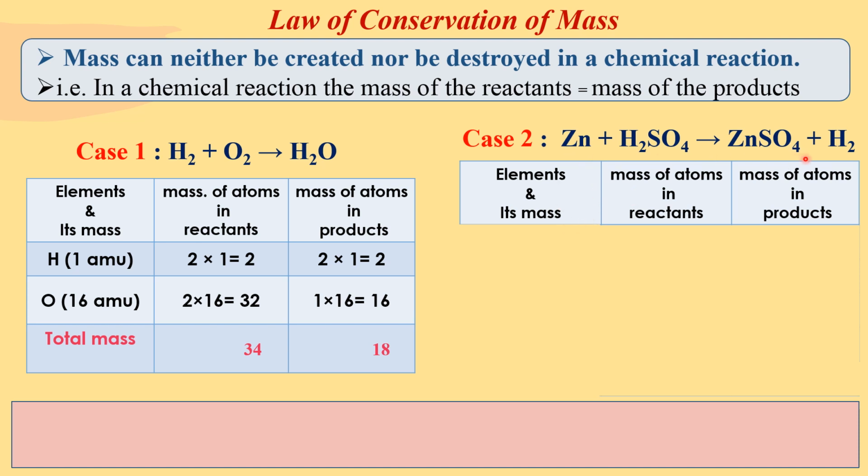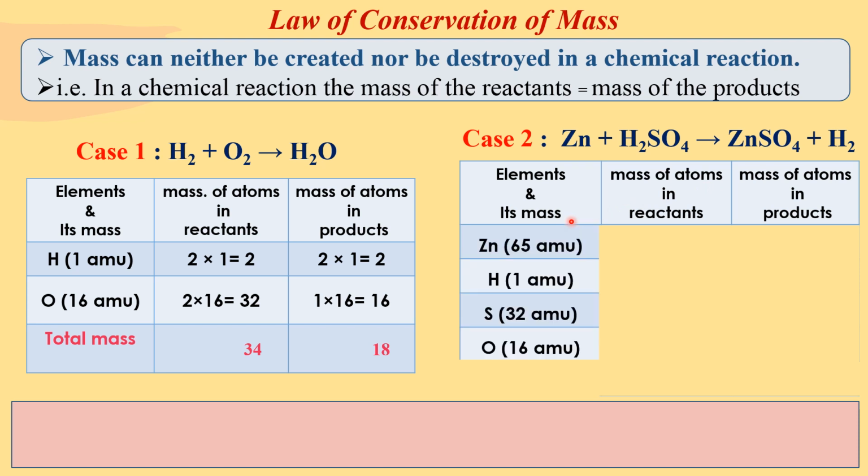For the above equation, the elements we have are zinc with atomic mass 65, hydrogen with atomic mass 1, sulfur with atomic mass 32 and oxygen with atomic mass 16. In the second column, again we need to calculate the mass of each element present in the reactant side. In the reactants, we have 1 atom of zinc. Therefore, the mass of 1 atom of zinc is equal to 1 into 65, that is equal to 65. There are 2 hydrogen atoms, so 2 into 1 equal to 2, 1 sulfur atom, so 1 into 32 equal to 32, and 4 atoms of oxygen, so 4 into 16 equal to 64.